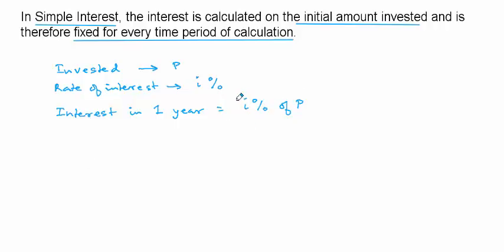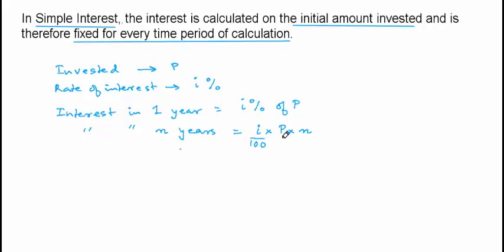If I is expressed as a percentage, we need to divide that with 100 to express that as a decimal and multiply that with P. Now that is the interest earned in 1 year. Therefore, the interest earned in n number of years is going to be all of this multiplied with n. So it's going to be I times P times n, provided I is a decimal. If it's a percentage, we need to divide that with 100 to change it to a decimal.